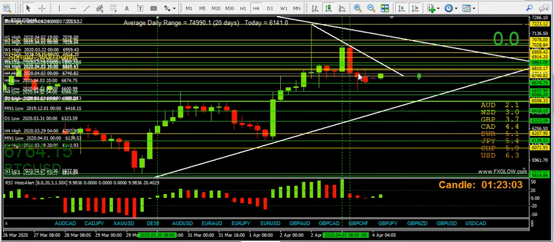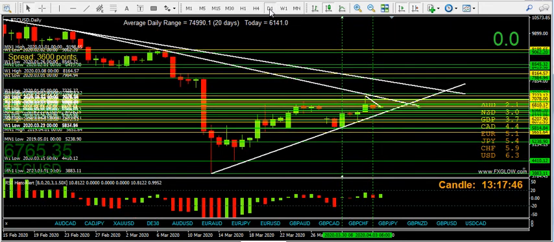So when it's closed through, these gaps can be targeted all the way up to there, and then when the H4 is broken, you can use the H4, the H1 and the M15 to target the daily high, and that's how it works.